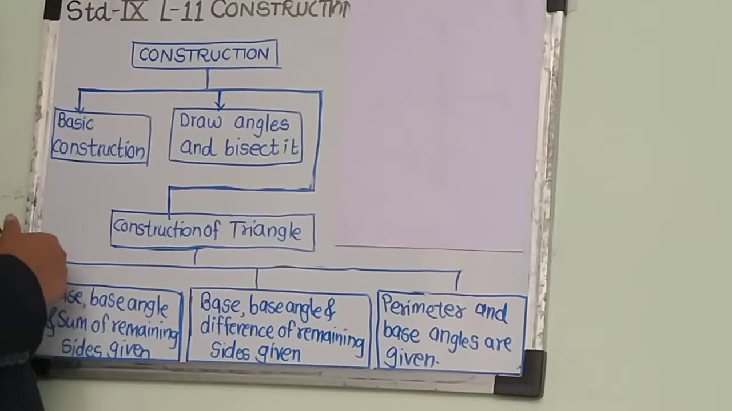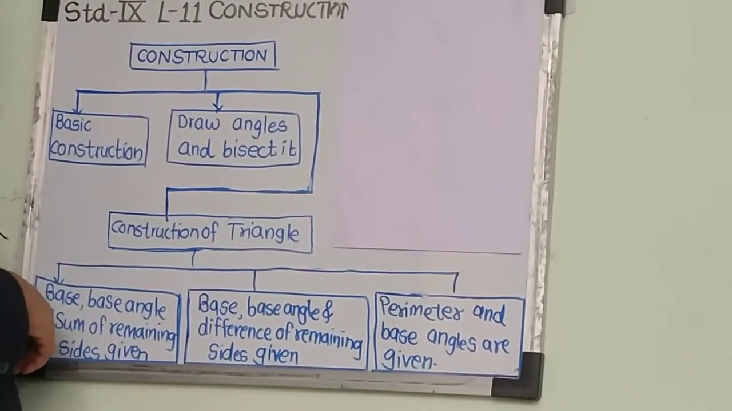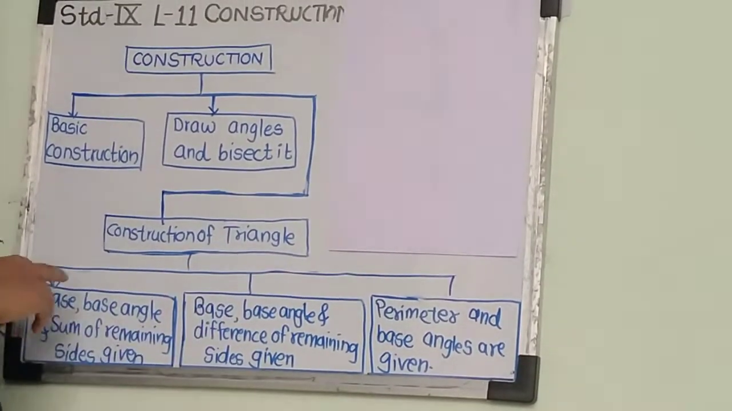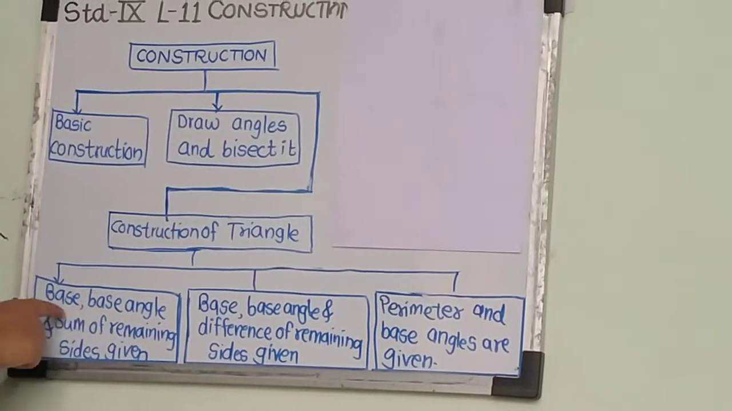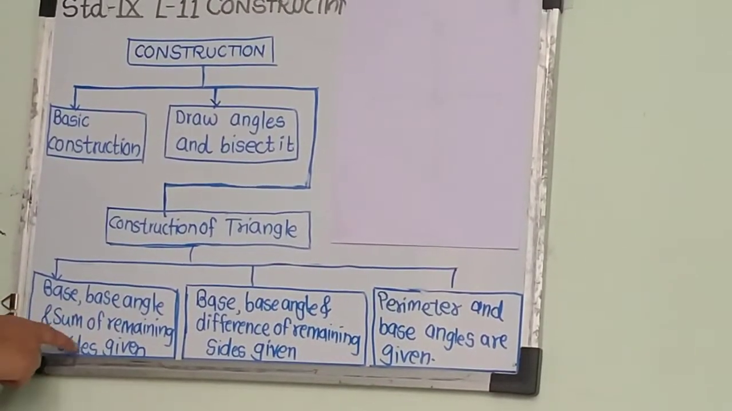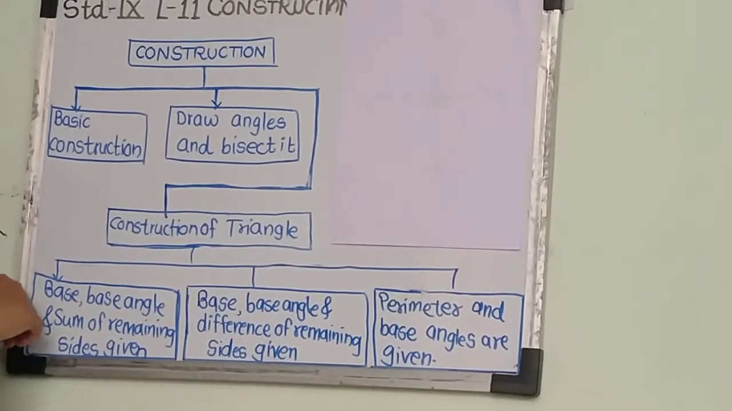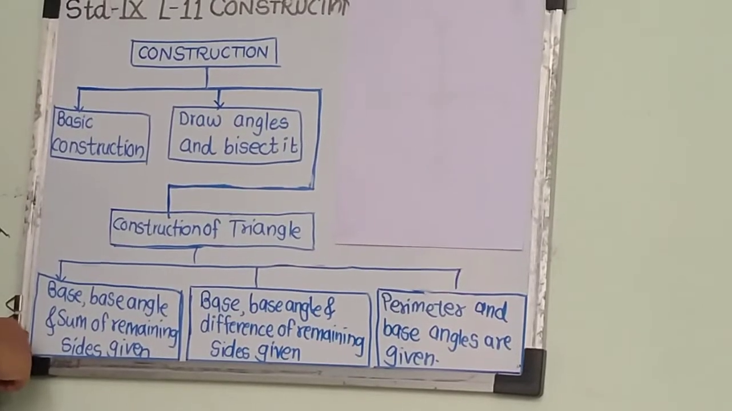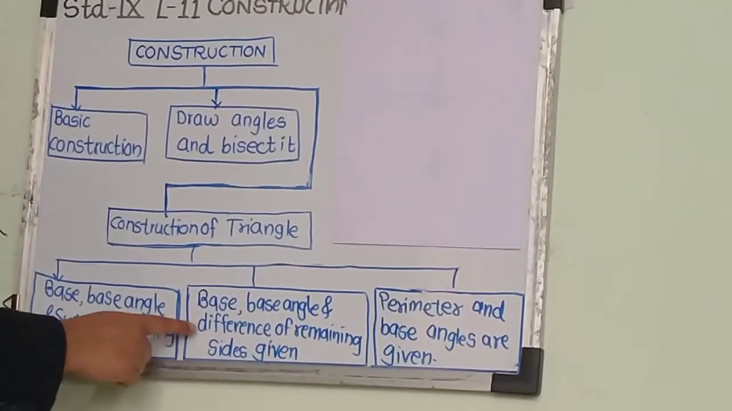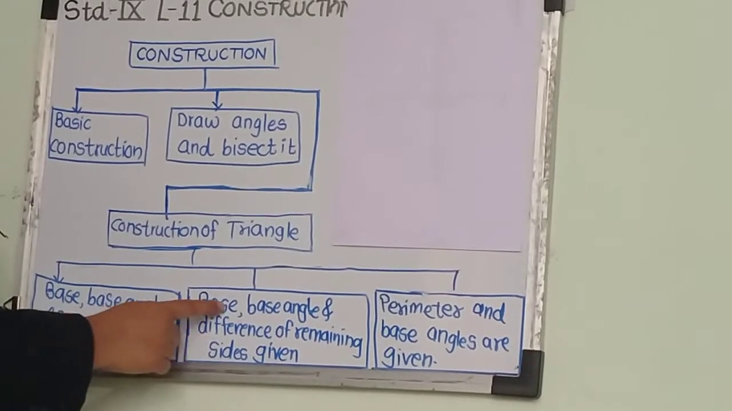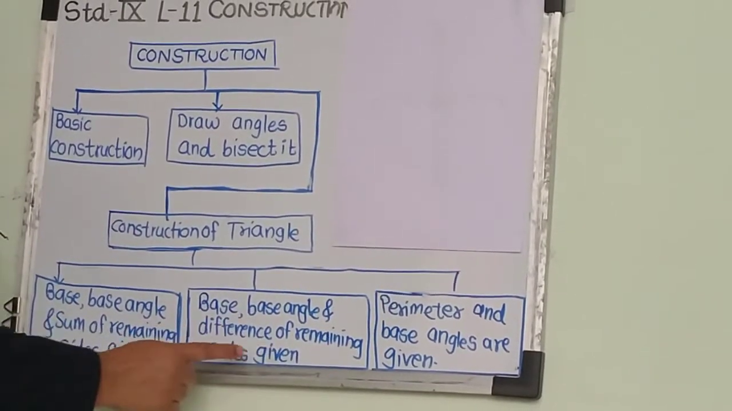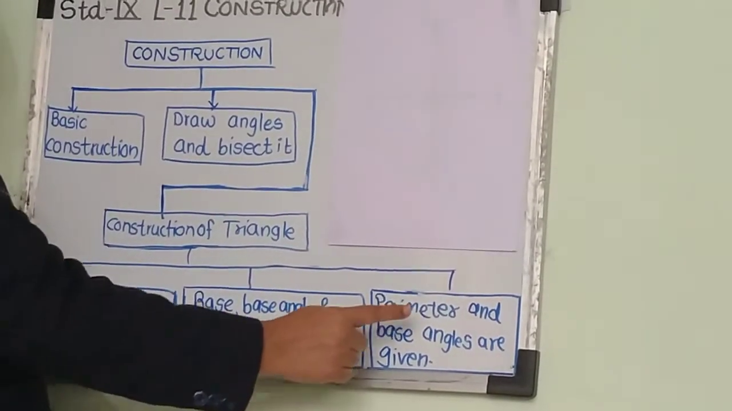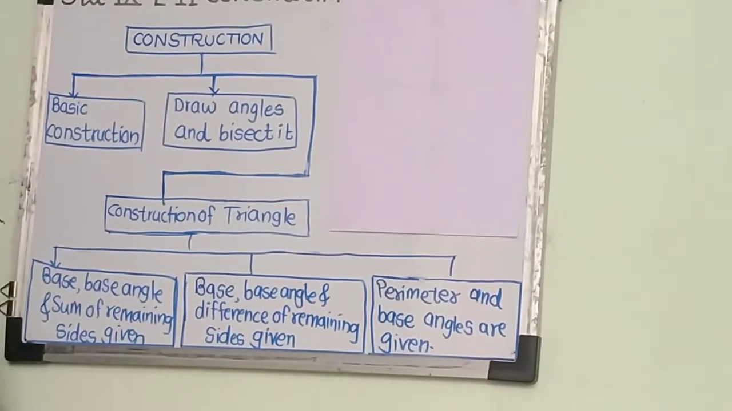Then next, that is the construction of triangles. In this construction of triangles, there are three cases. First, when the base, angle and sum of the remaining sides are given. On the basis of this information, we are going to construct the triangle. Second, when the base, angle and difference of the remaining sides are given. And third, when the perimeter and the base angles are given.